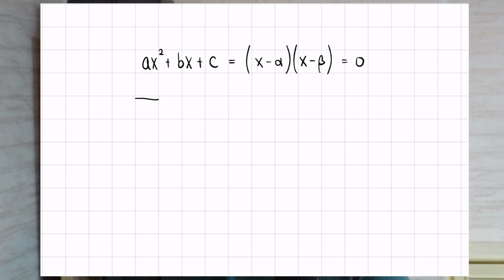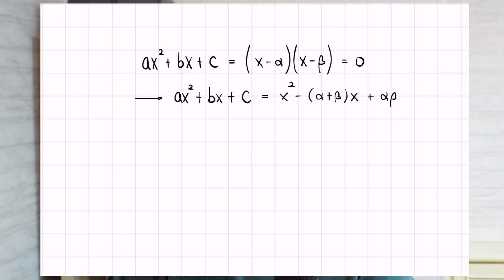Okay, and then let's just expand x minus alpha times x minus beta, where we get ax squared plus bx plus c equals a times x squared minus alpha plus beta times x plus alpha times beta. So if we equate the coefficients of both sides, you could easily say that alpha plus beta is just equal to negative b over a, and then alpha times beta, the product of the two roots, is just equal to c over a.